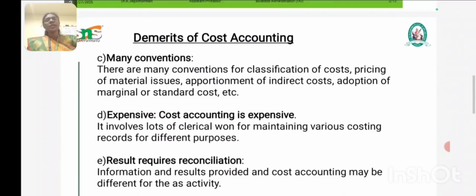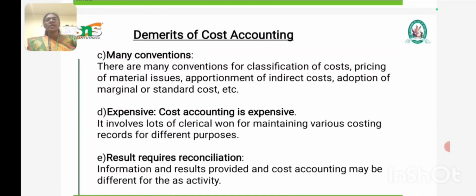The next one is many conventions in the classification of cost. It involves classifications such as direct material, direct labor, direct expenses, indirect material, indirect labor and indirect expenses. There is also operation cost, time-based cost, and production cost. So there are many conventions of the classification of cost, pricing of material, indirect cost, adoption of marginal or standard cost, etc.